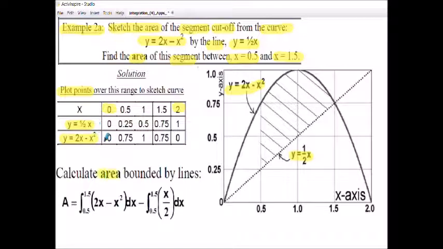So to find the area, we're going to set up an integral. Now I'm going to have first of all my integral of 2x minus x squared with respect to x between the limits of 0.5 and 1.5.